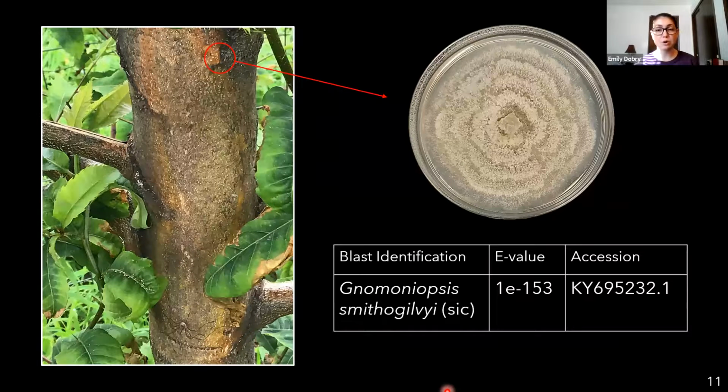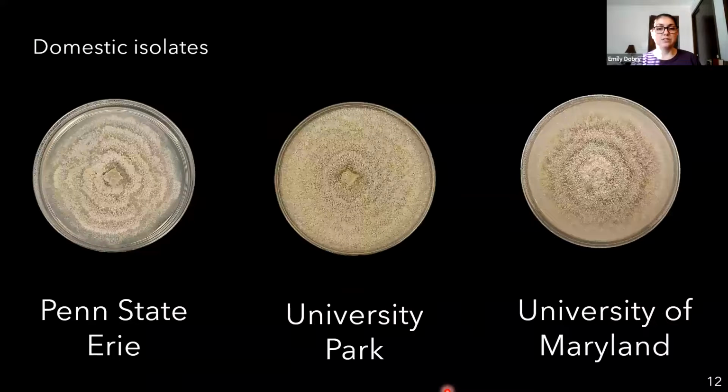So we took samples from the margins of the cankers and we isolated pure fungal cultures from those. And then we sequenced the ITS region of the DNA. And BLAST identification showed us that we had not in fact isolated chestnut blight from our cankers, but instead we had isolated Gnomoniopsis castaneae, or Gnomoniopsis smithogilvii was the closest identified BLAST. And so this certainly raised a lot of questions for us in terms of what we were looking at.